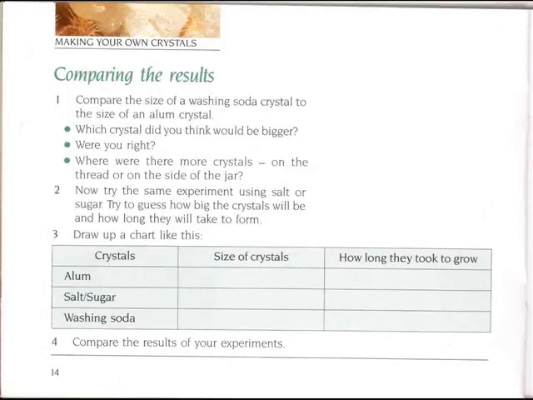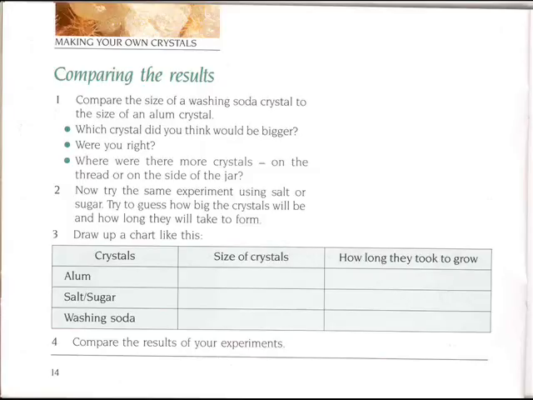Comparing the results. Compare the size of the washing soda crystal to the size of an alum crystal. Which crystal do you think would be bigger? Were you right? Were there more crystals on the thread or on the side of the jar? Now try the same experiment using salt or sugar. Try to guess how big the crystals will be and how long they will take to form.